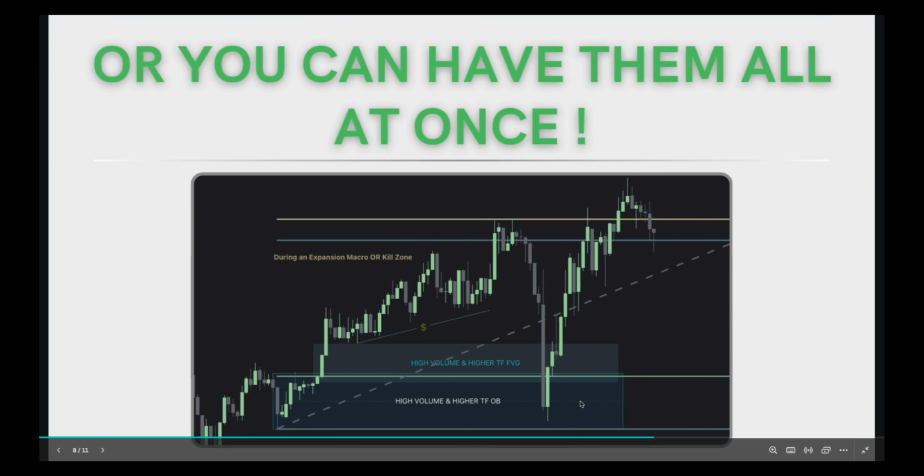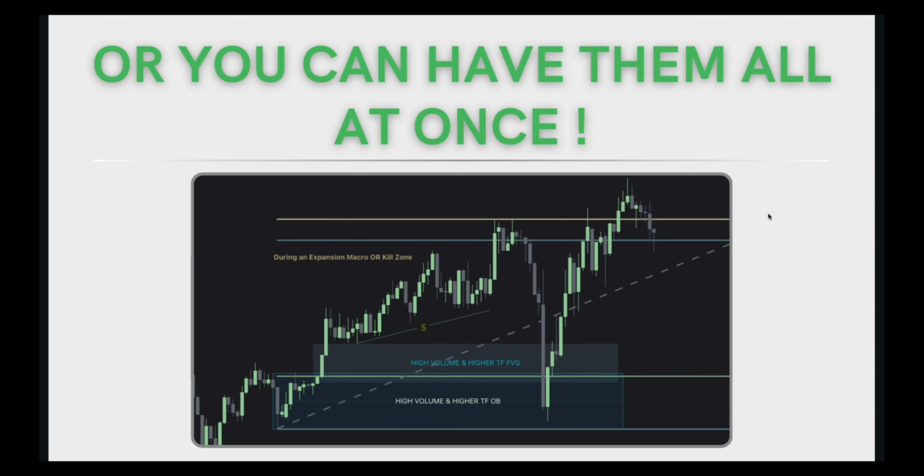All right, now lastly, if you're one of those guys that just love having confluences, right? Some of you might have all of them. You might have an order block during an expansion macro or a kill zone. Maybe that order block has a fair value gap, and both the order block and fair value gap have high volume, and maybe you even have some liquidity there. And it also happens to align with your Fibonacci levels, right? You can have it all. And maybe, just maybe, that might not even be enough for you.